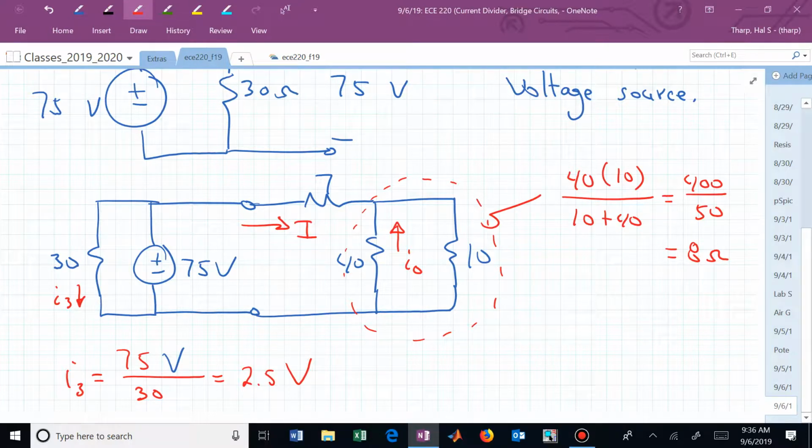I have volts for amps. What's wrong with that? Thank you. So 2.5 amps.